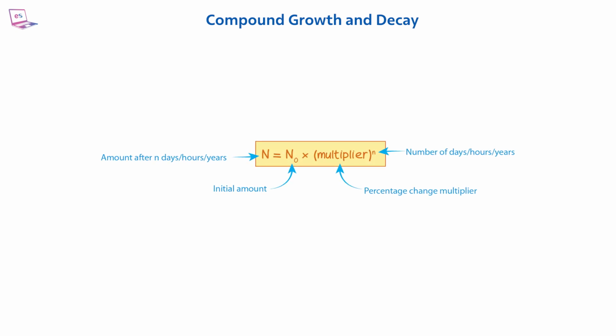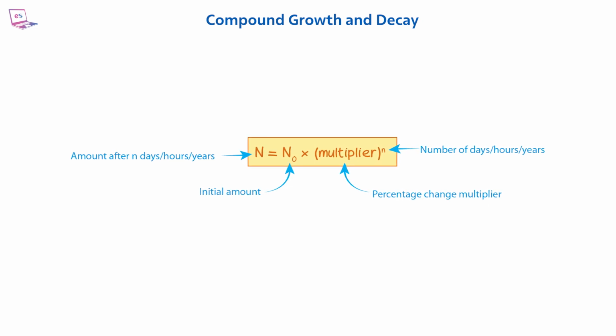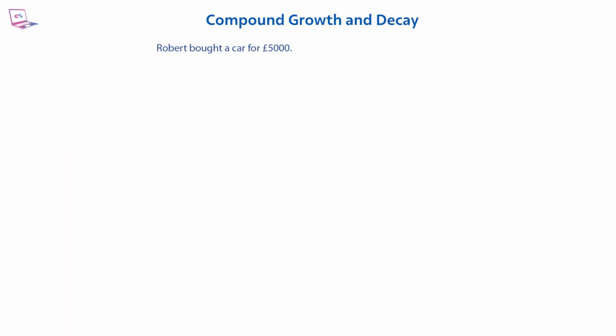Compound growth and decay. In this video, you will learn how to solve problems related to compound interest. Let's see an example. Robert bought a car for £5,000. If the car depreciates by 8% each year, how much will it be worth after 4 years?